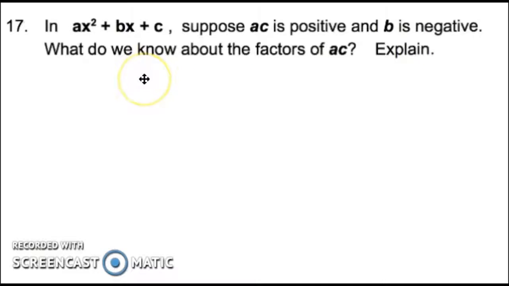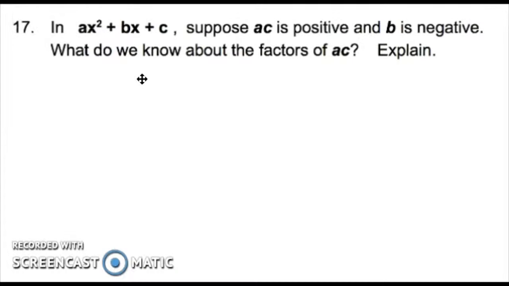Number 17, it says, suppose AC is positive and B is negative. What do we know about the factors of AC? So AC is the numbers that multiply up to it, so that's your factors. So either two positive numbers multiply to be positive, or two negatives multiply to be positive. And two positives add to be positive, two negatives add to be negative. So the factors of AC have to both be negative because they multiply to be positive but add up to be negative. And that's basically your answer for 17.